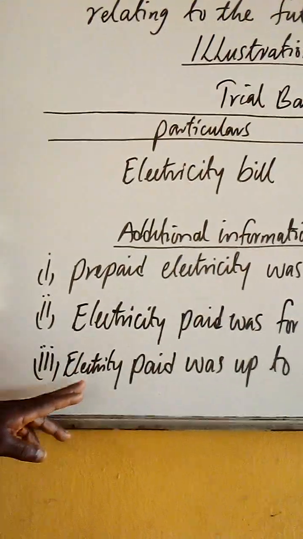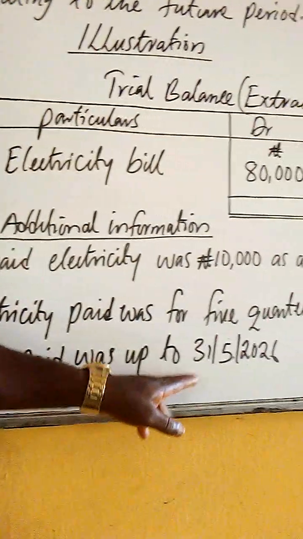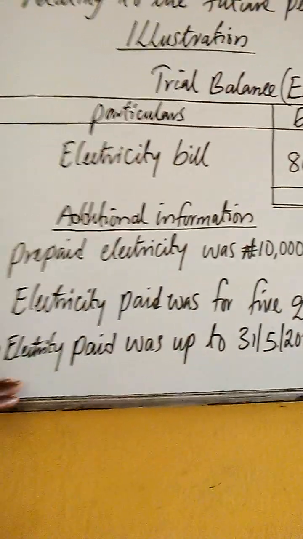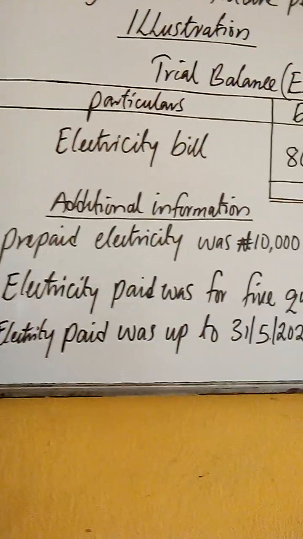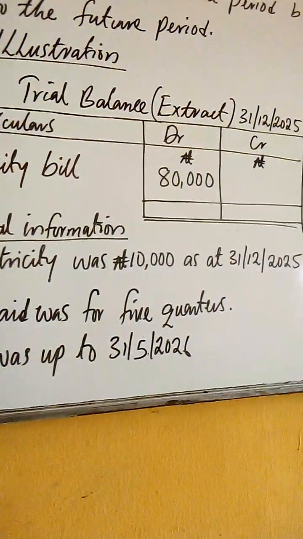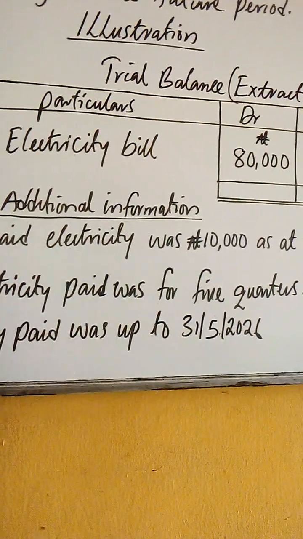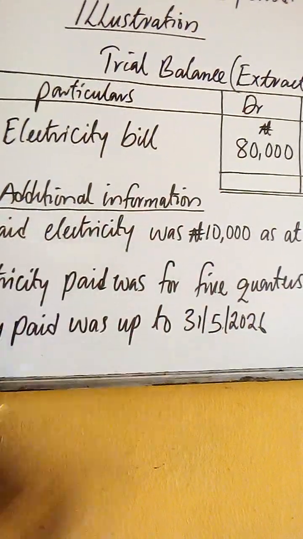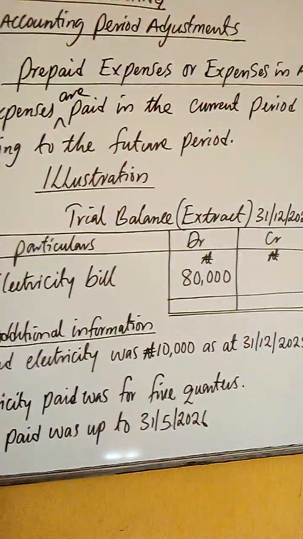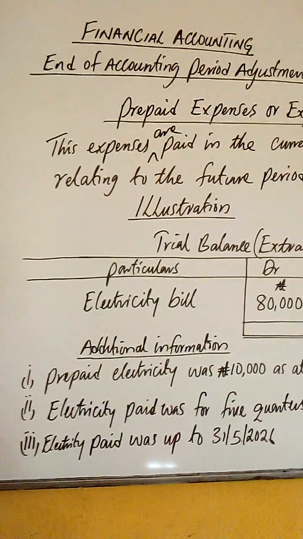Next, we are saying electricity paid was up to 31st of March 2026. What are we trying to say? We are saying that electricity was paid up to another year. This is 2026, while the current year is 2025. So if electricity was paid up to another year, then it means there is prepayment. Here too, the amount is not mentioned, but by way of calculation, we are going to bring it up.